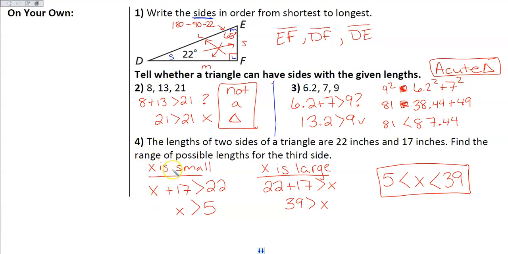All right, number 4, if x is the smallest side, I know that it's going to be less than 22. So that means 17 and x are going to be my smallest two sides, and they have to add to be greater than 22. So x has to be bigger than 5. And then if x is larger than 22, then 22 and 17 are the smallest two sides, and they have to add to be greater than x. So then my range is somewhere between 5 and 39. It can be any value of x that will maintain the fact that I have a triangle.